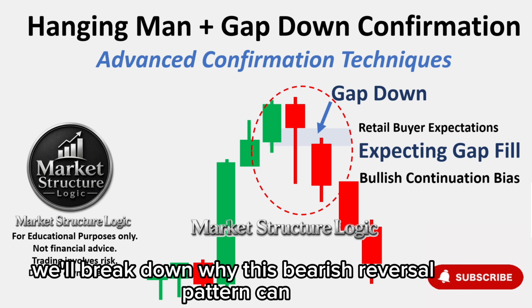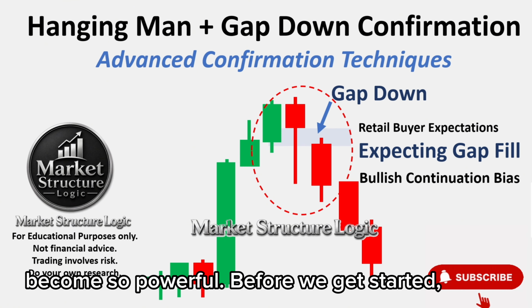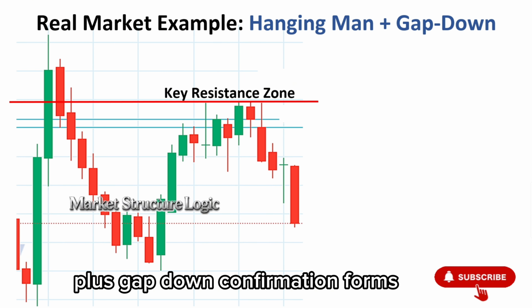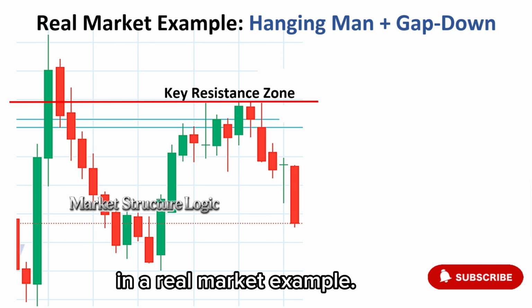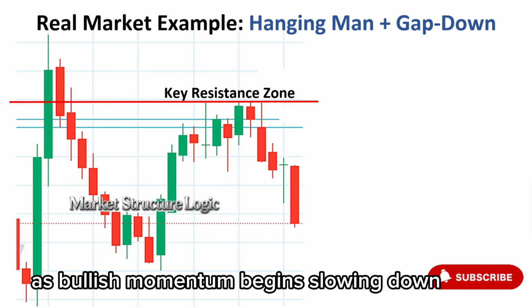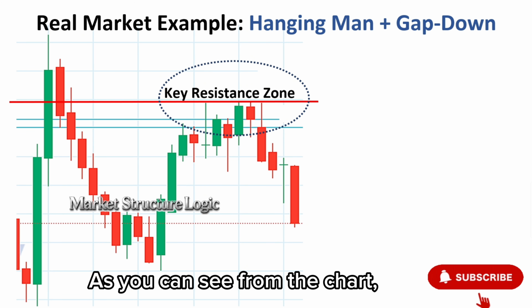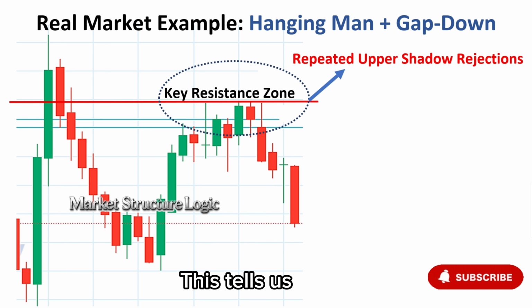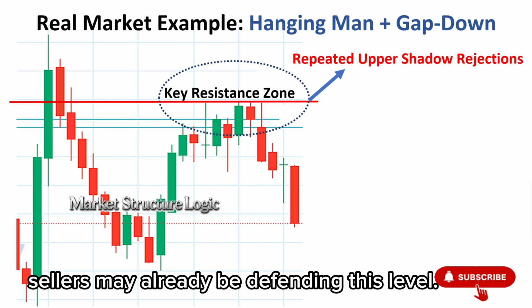And today, we'll break down why this bearish reversal pattern can become so powerful. Before we get started, let's look at how a hanging man plus gap down confirmation forms in a real market example. Price rallies into a key resistance zone as bullish momentum begins slowing down. As you can see from the chart, multiple upper shadows keep rejecting from the resistance area. This tells us sellers may already be defending this level.